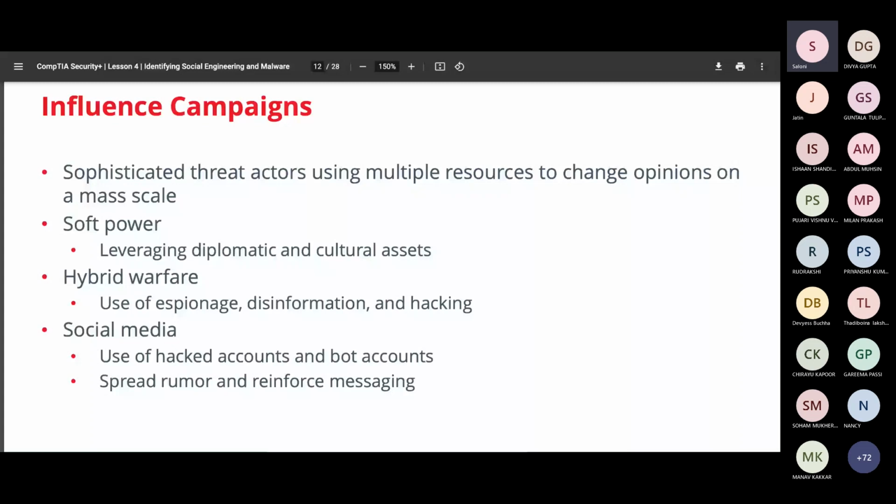So this is all being covered in the social media. So this is about influence campaign, how we are actually influencing the people with the help of this campaign, which is the high level of capability, such as nation state actor, terrorist group, or activist group. Clear, guys?